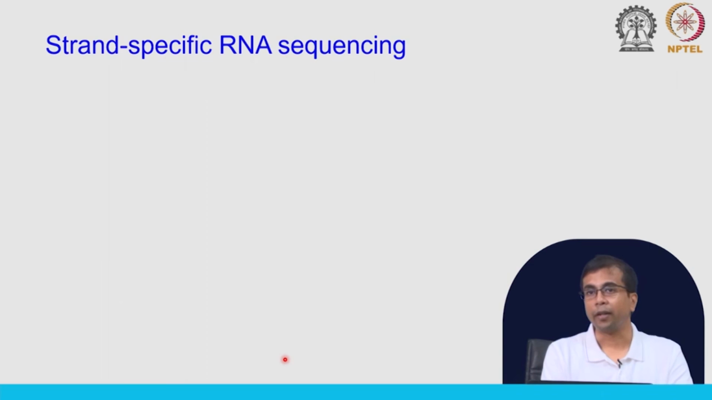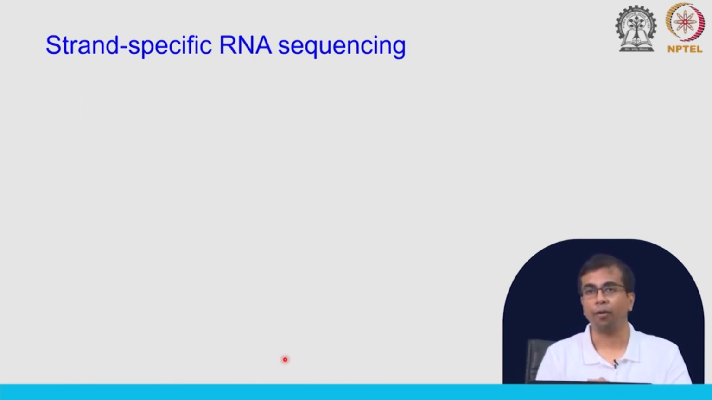Now, there is something called strand specific RNA sequencing. We have talked about RNA sequencing in general up to this point. So, why do we need this strand specific RNA sequencing? Because we have not talked about strand specific genome sequencing, as in that case it was not really required. In the case of RNA sequencing, you can imagine a scenario.